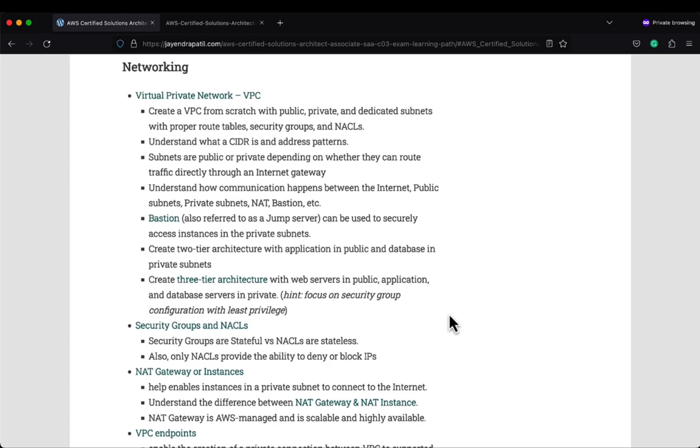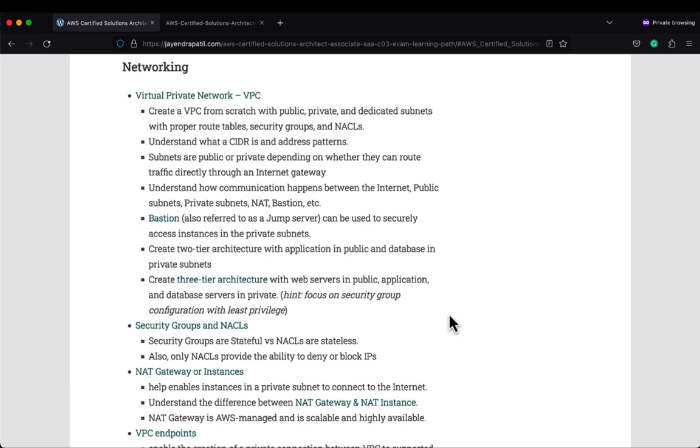Understand Virtual Private Cloud or VPC and its components that include subnets, route tables, security groups, and NACLs. I would recommend you set up a VPC from scratch a couple of times to make sure you understand these components and the relationship between them.